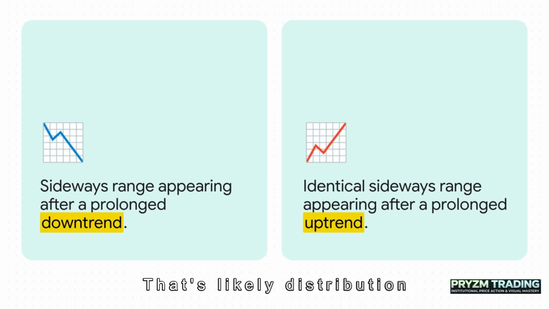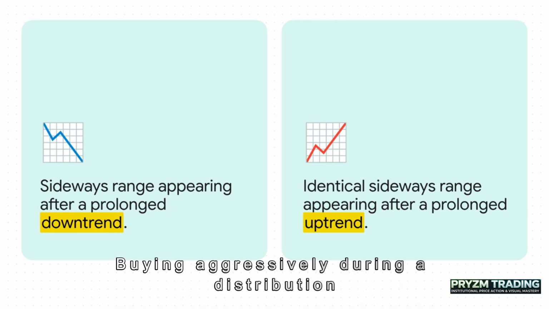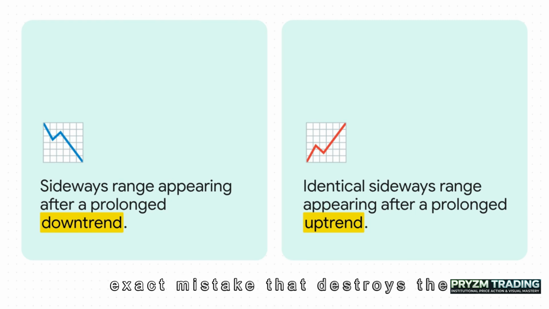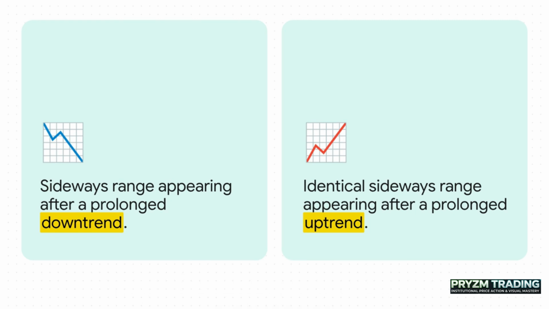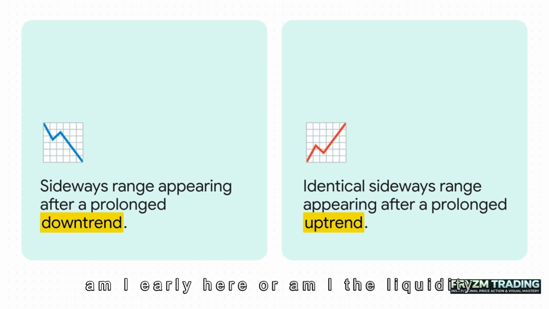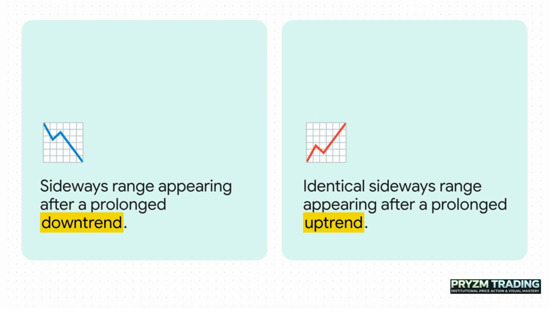That's likely distribution. Buying aggressively during a distribution phase because you mistook it for public participation is the exact mistake that destroys the most trading accounts. Seriously, if an asset has been trending up for months and the news is wildly positive, ask yourself, am I early here or am I the liquidity?